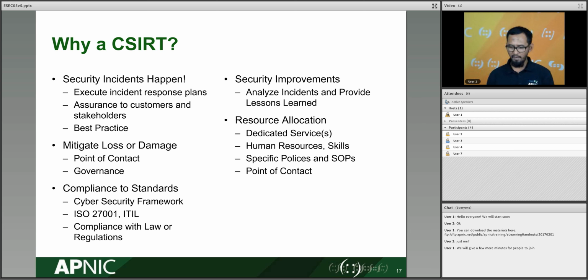A CSIRT is also very important, as we said earlier, for mitigating or minimizing the impact of an incident. So you have an incident, yes, you have to accept that, but you want to minimize the impact or the damage of this particular incident, right? So one aspect of this is, for example, having a known point of contact. If somebody knows that there is a security incident affecting your organization, then they can quickly notify you so that you can take action.